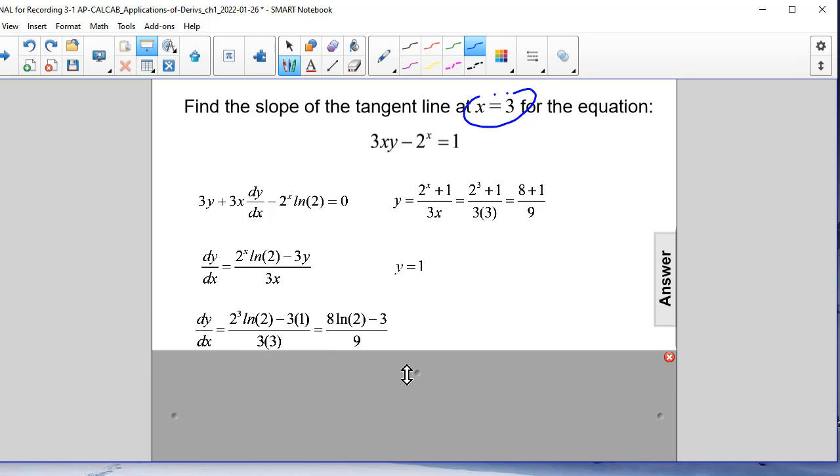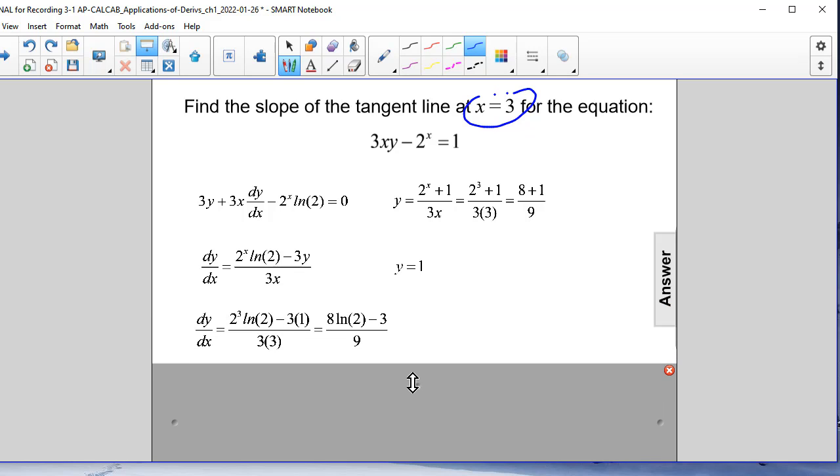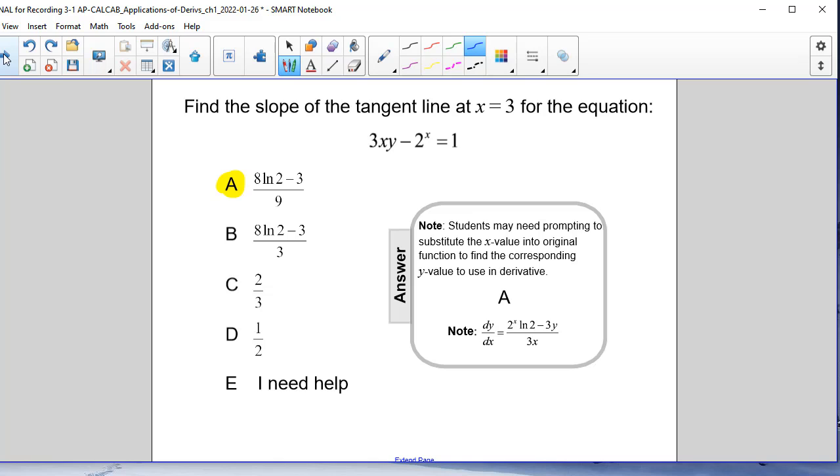Now that I know that y is equal to 1, I'm going to go back to my derivative equation and replace x with 3 and y with 1. And that leaves me with the final solution of 8 times the natural log of 2 minus 3 divided by 9. So looking at our answer choices, the correct answer is A.